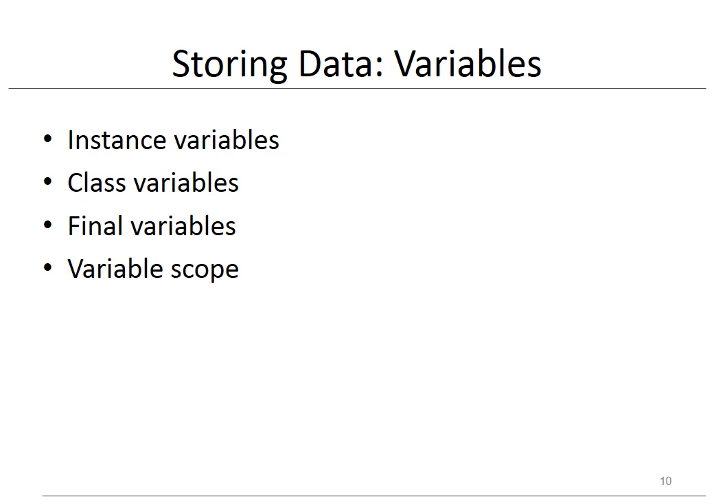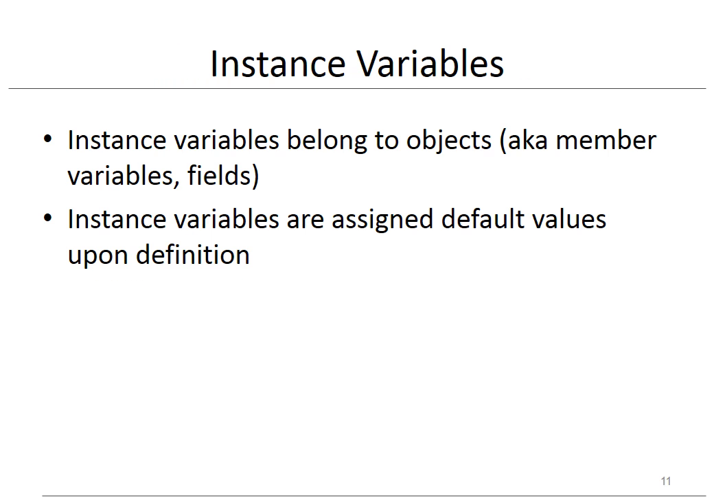Let's now provide some more detail of how variables can be defined in a class. In what follows, we will discuss instance variables, class variables, final variables, and variable scope. An instance variable is a variable which belongs to an object. It is also referred to as a member variable or field of a class. Each object keeps a separate copy of its instance variables. Instance variables are assigned default values when they are defined.